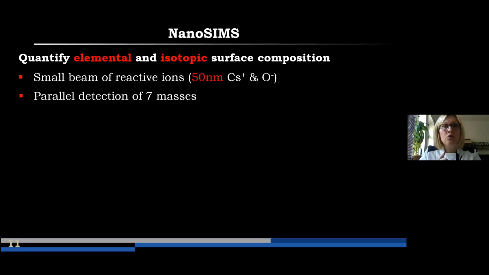So just to say a few words more, it quantifies elemental and isotopic surface composition. It is very sensitive to surface. What this means is that the sample should not have high topography, and therefore a sediment or a soil sample, if you want to have an elemental mapping also surrounding your cells, has to be flat. And many times people are using resin embedding to do that. It has a small beam of primary ions, and this gives you the lateral resolution.